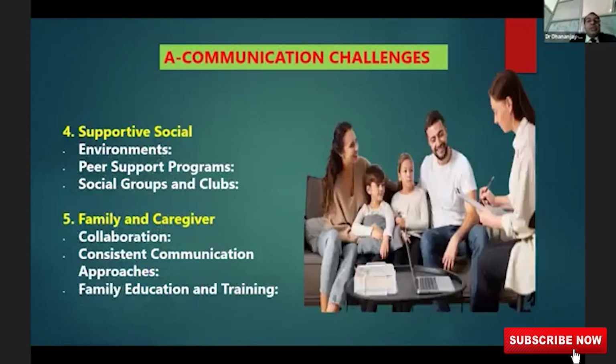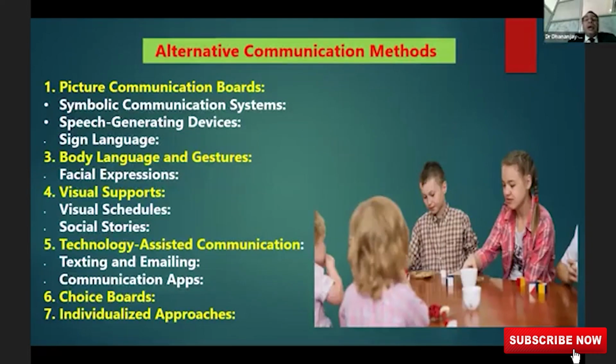And support, supportive social skill, supportive social environment, family and caregiver support. What are the alternative communication methods? It may be a picture exchange communication system, communication board, sign language, speech generating devices, body language and gestures, facial expressions. Visual supports need the visual support, visual schedule and social stories.